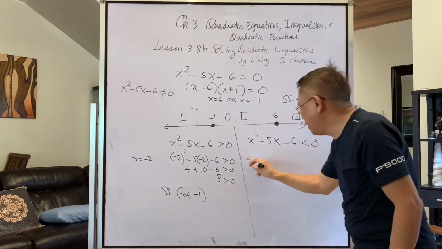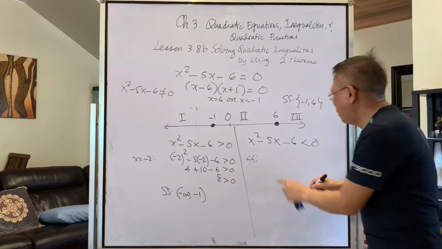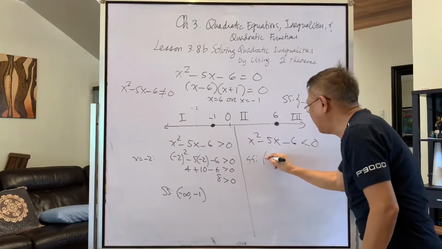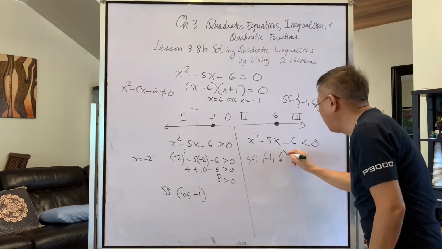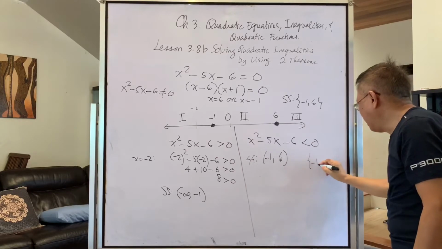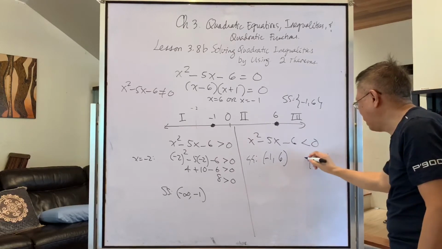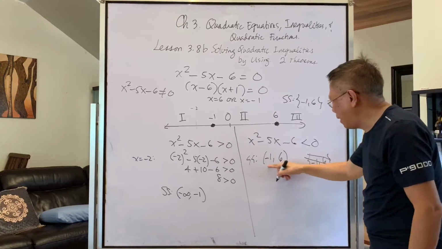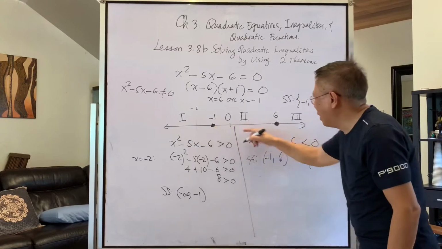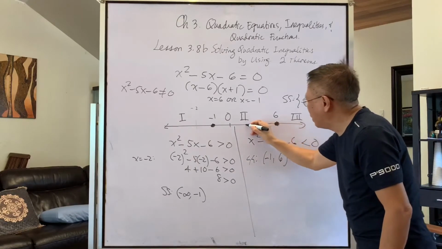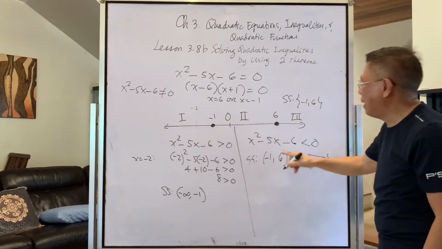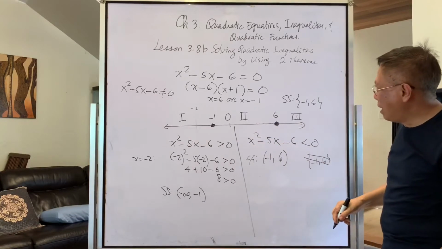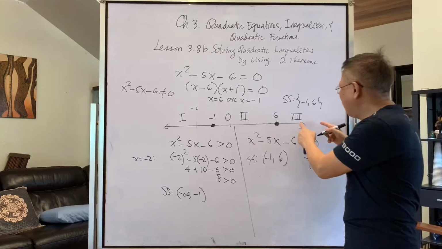So I am now saying that initially, my solution to this inequality will be this region, that is negative 1 up to 6. Remember, I cannot write that as minus 1 and 6. This doesn't make sense because this one describes a segment from negative 1 up to 6. In other words, all these points here will satisfy this inequality. Now, we have left out region 3.